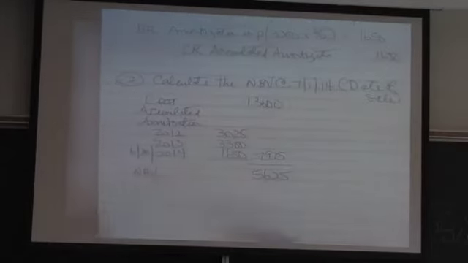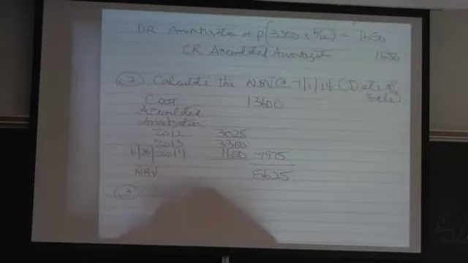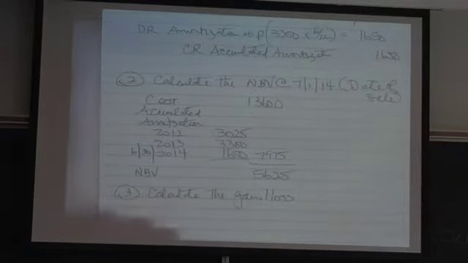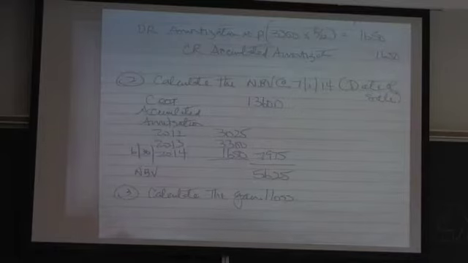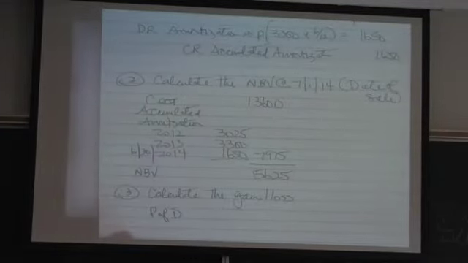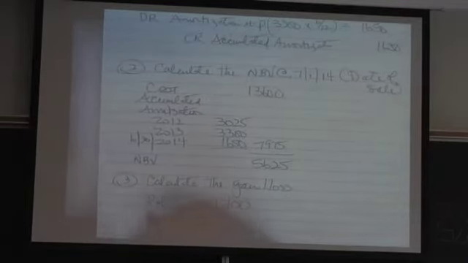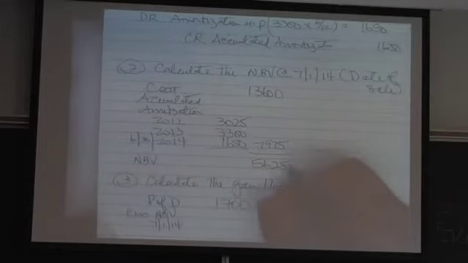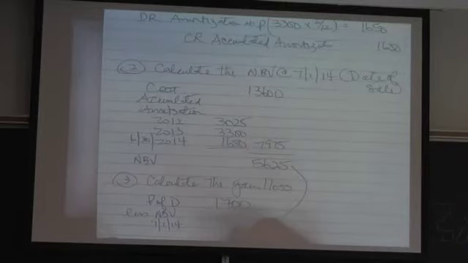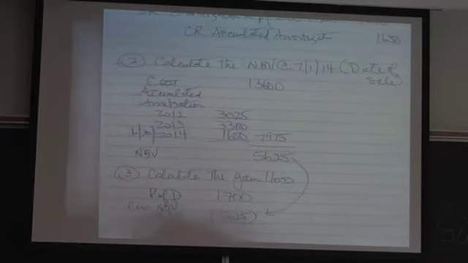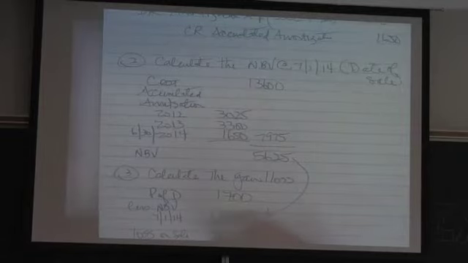Then third step is we're going to calculate the gain or loss. How do we do that? We need to calculate the proceeds of disposition, and in the question we're told it was $1,700. We're going to subtract net book value at 5,625, which is this number here, giving us a loss on sale of $3,925.